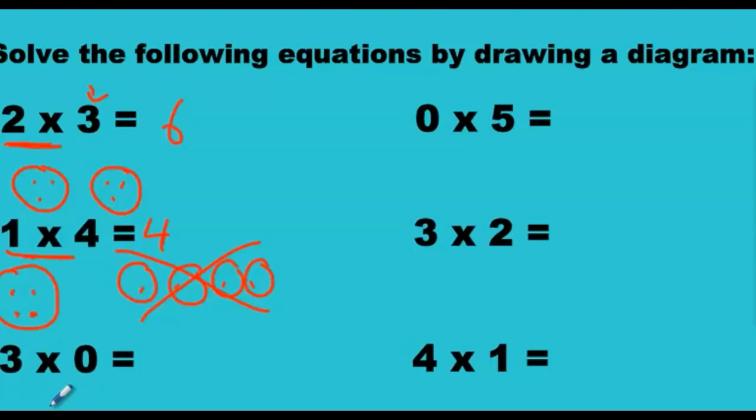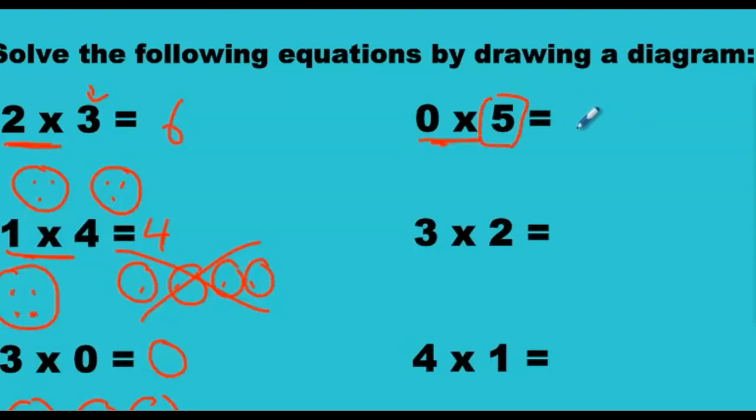How about 3 times 0? Well, we got to make our 3 groups. We put nothing in each of them, so we get nothing. How about 0 times 5? What do we do here? Well, 0 groups means we're not allowed to draw a group holder. We can't draw a single group holder. So where do we put these 5 things? There's nowhere to put them.